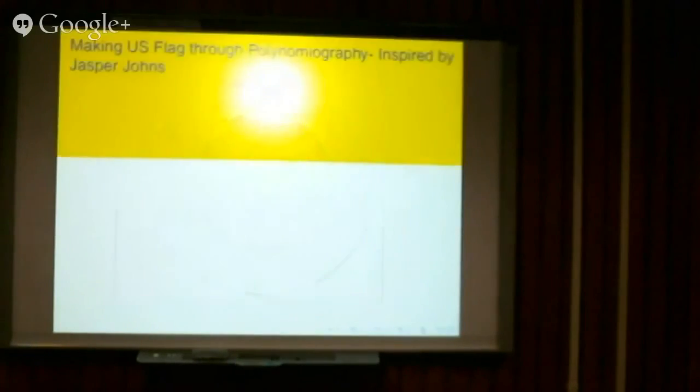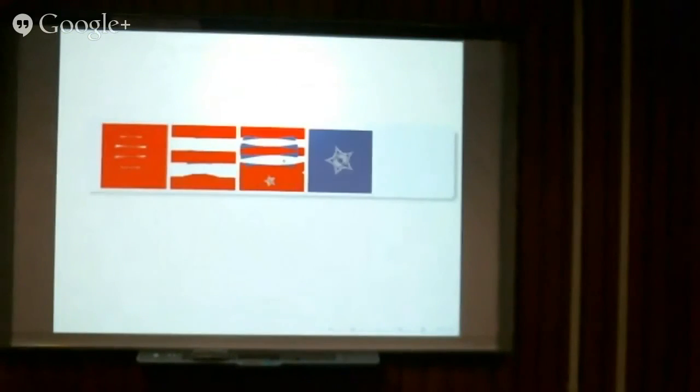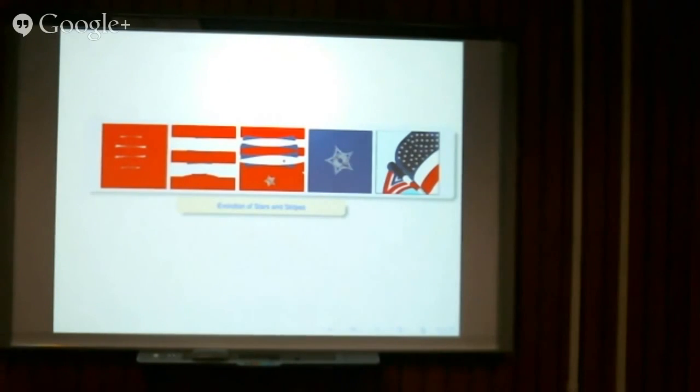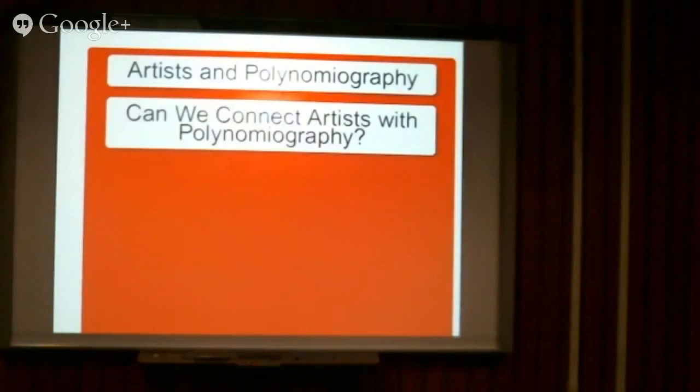So you can do art. This is one of my favorite art pieces. Personally, I like this. Because I made this, everybody knows how to draw the US flag. But here, I did everything with polynomiography. There was no cheating, only polynomiography, and I could not give a single polynomial that would generate the flag. So it had to evolve, and it's as if the whole flag is evolving.